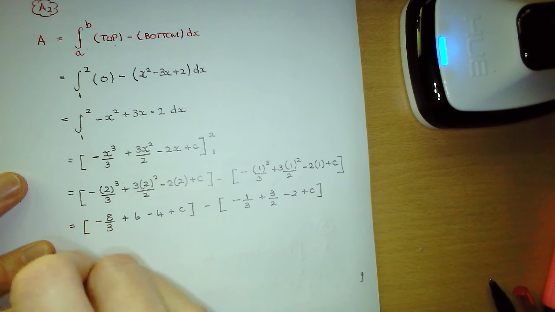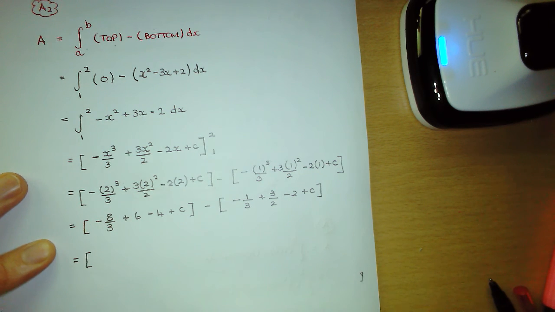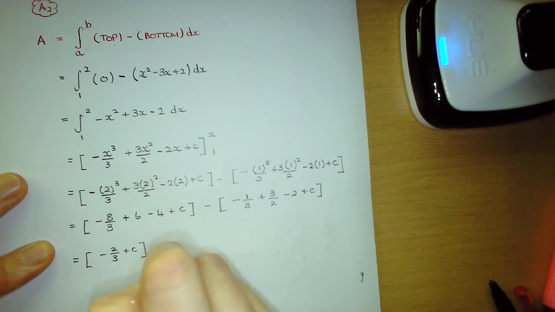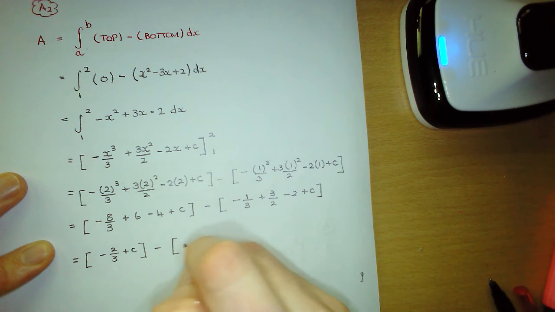Okay, let's tidy up each square bracket into a single number term. So we'll use our calculator then. Minus 8 over 3, plus 6 minus 4. That's going to give us minus 2/3. So we've got minus 2/3 plus c. Then copy down our minus and then tidy up the second square bracket. So we've got minus 1/3 plus 3 over 2, and then we're subtracting 2. So that's going to give us minus 5/6 plus c.